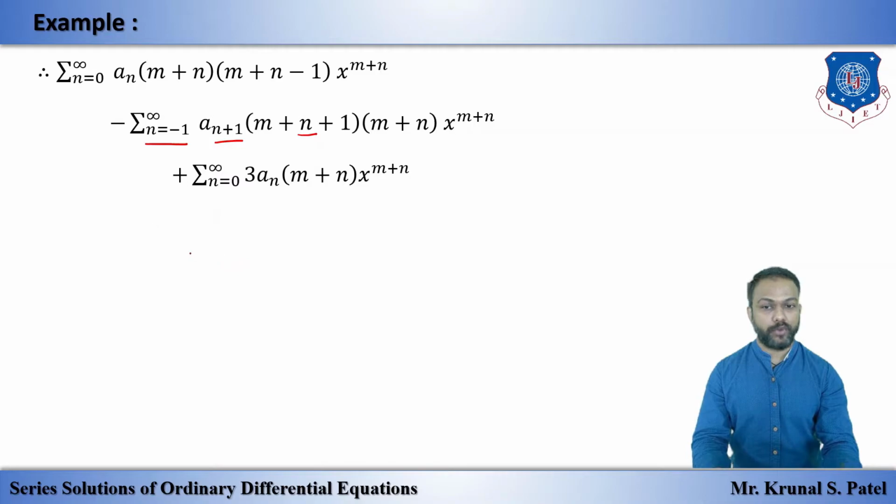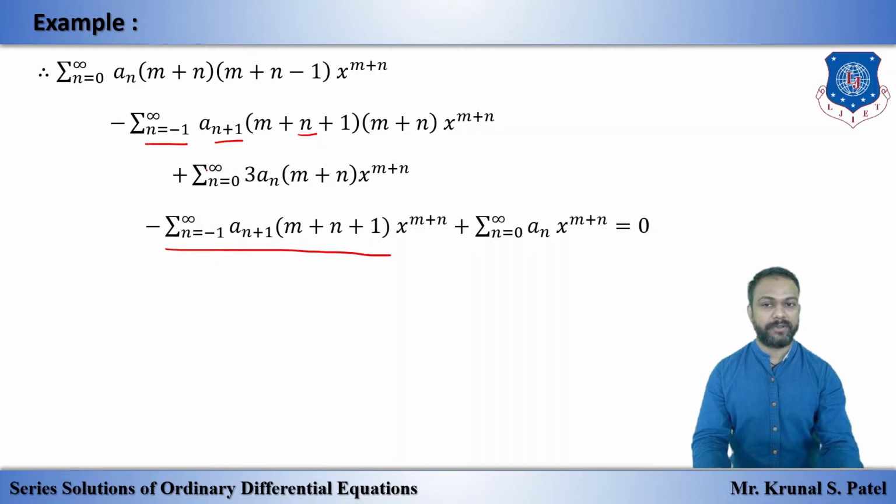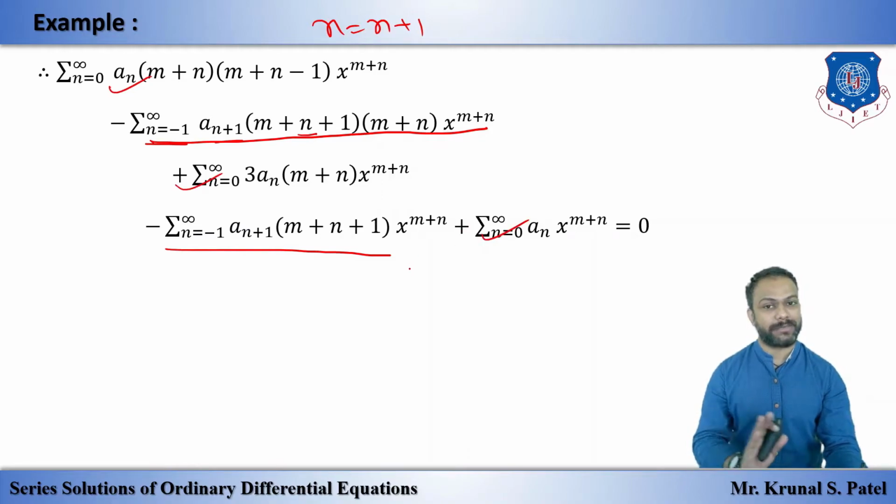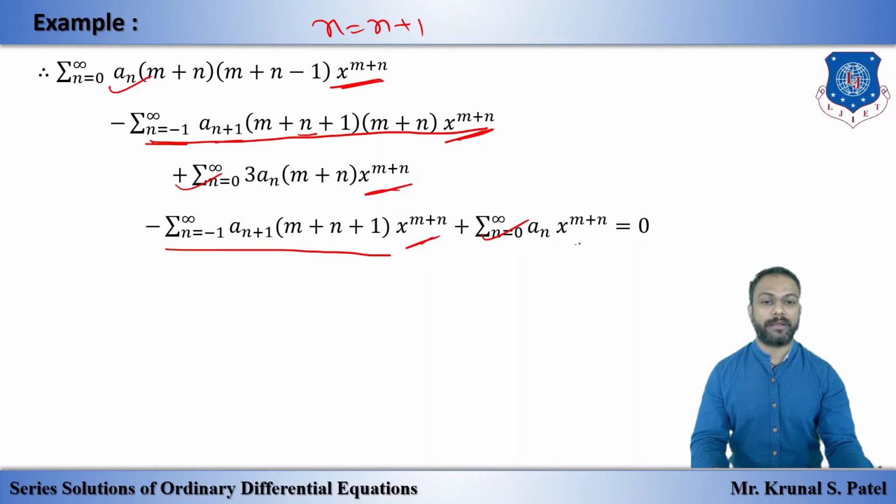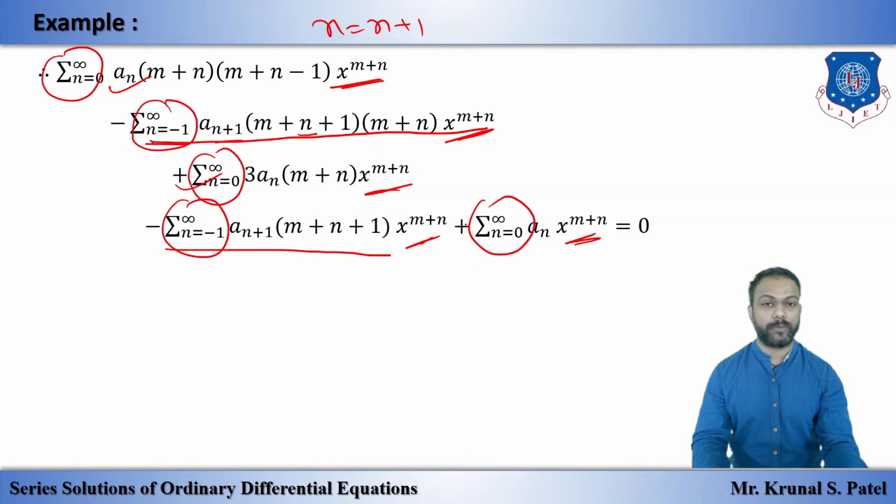Third term as it is. In the fourth term, as I told, we put n equal to n plus 1 in the second and fourth term. The first, third, and fifth terms, that means the last term, are as it is. Now you can see we have made the power of x equal. Now we will make the power of sigma equal. So observe: the first term has n equal to 0, the second has n equal to minus 1, then n equal to 0, n equal to minus 1, n equal to 0.